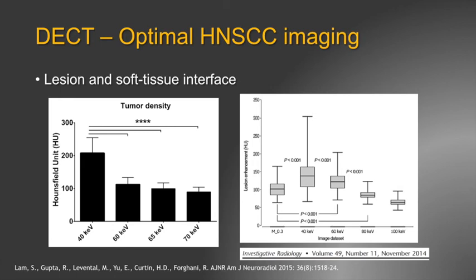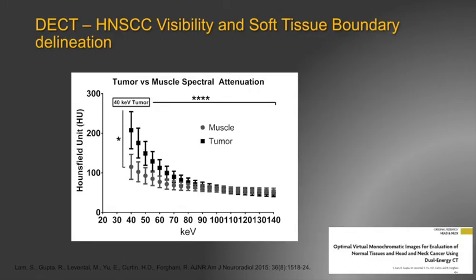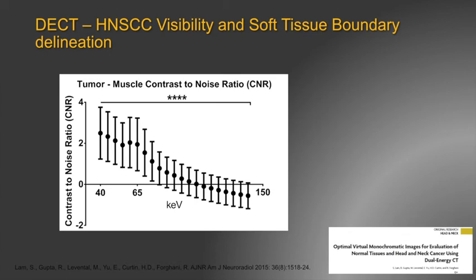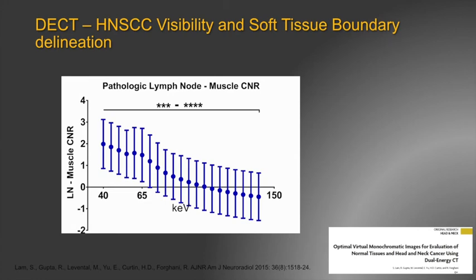Now, when one thinks of soft tissue contrast, it is not only a question of absolute attenuation. Therefore, in one of our studies, we also evaluated tumor attenuation and compared it to that of muscle, and we still found the greatest separation on 40 kV VMIs. This was further confirmed by formally measuring contrast to noise ratio, either in tumor tissue or in pathologic lymph nodes, essentially demonstrating the application of low energy VMIs for increasing tumor visibility and soft tissue boundary delineation.